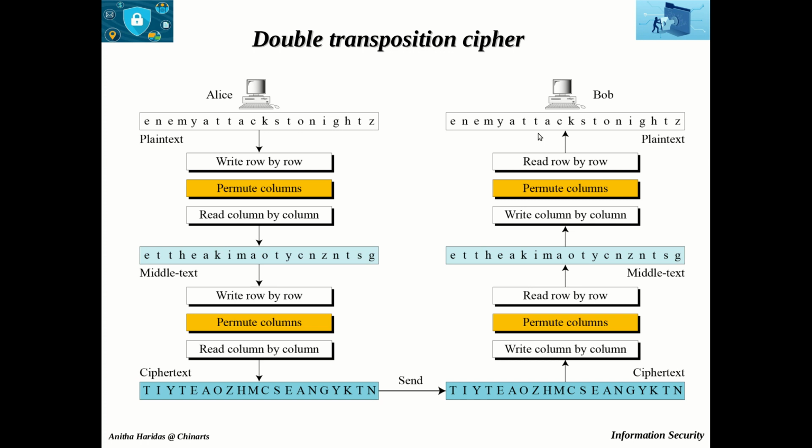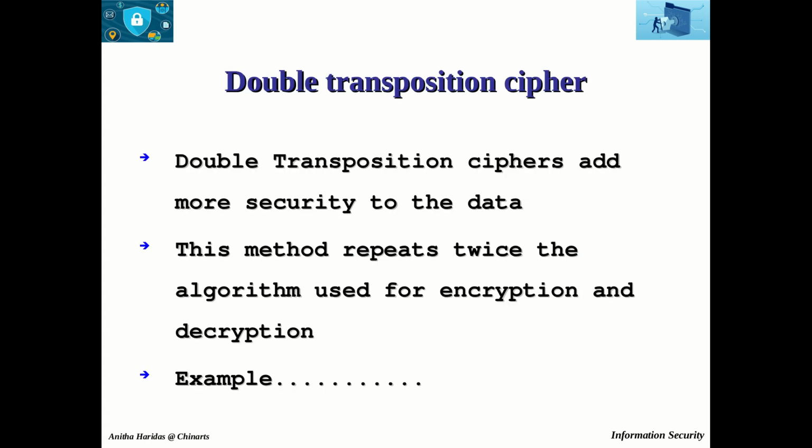So these are the contents of the transposition cipher that are given in our syllabus. The points to be noted here: the transposition cipher has 3 categories: keyed, keyless, and the combination of these two approaches. And apart from that, to add more security, we can have the double transposition cipher also.